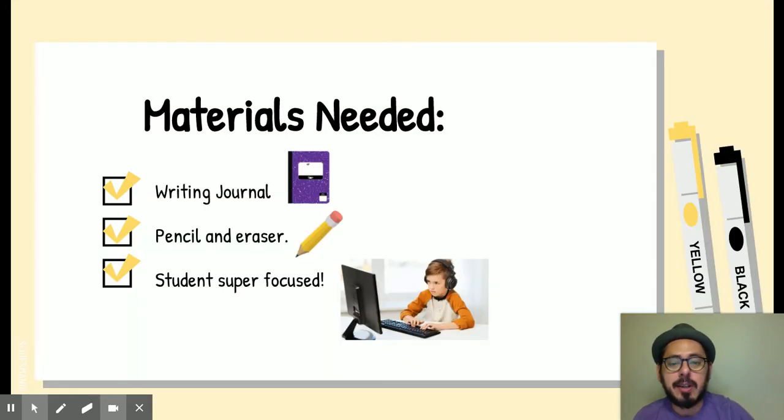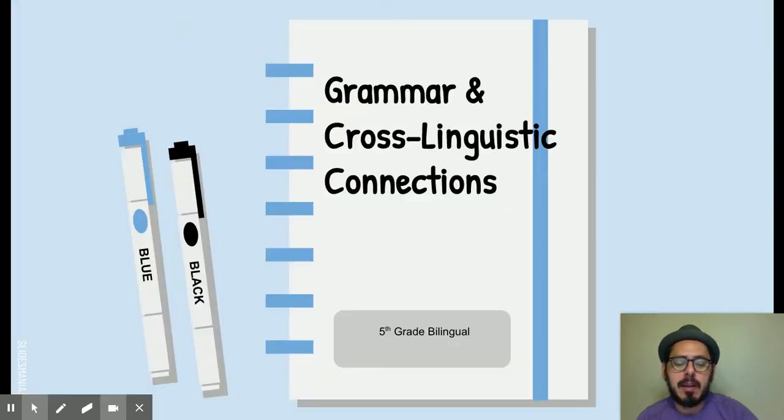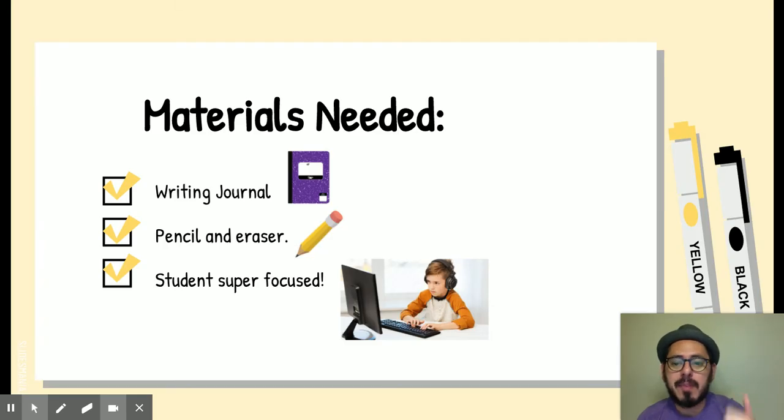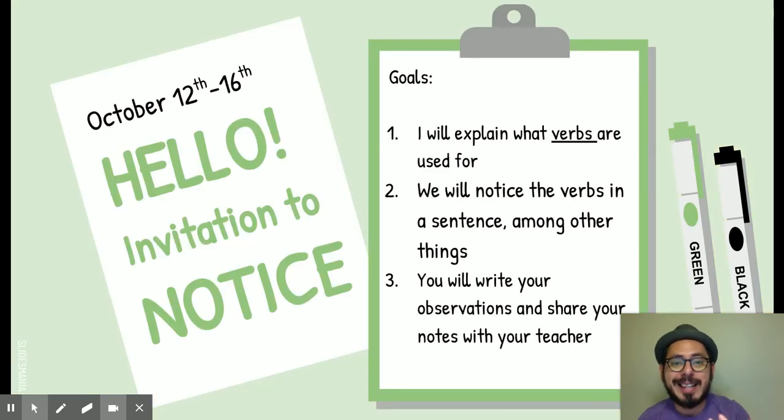I'm Mr. Puga, and I'll tell you what we need for this day. We need a writing journal, pencil and eraser, and you being super focused. This is our invitation to notice, okay?